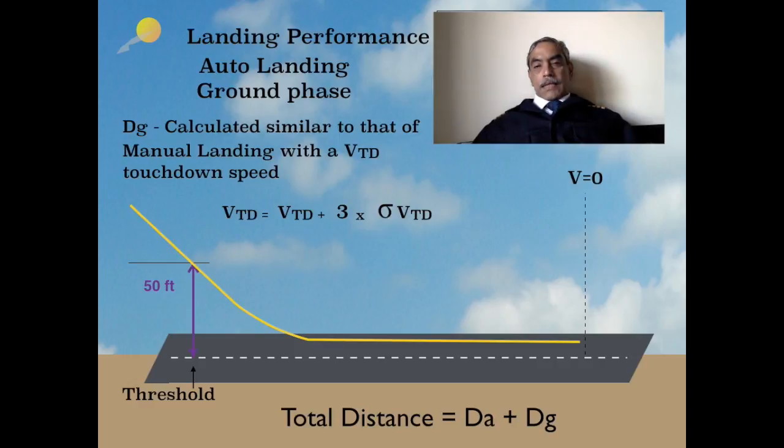Now, just understand that the increment is to the speed, because the autopilot is flying it, and there is a possibility that there would be deviations in speed that the autopilot may not be able to fly that accurately.